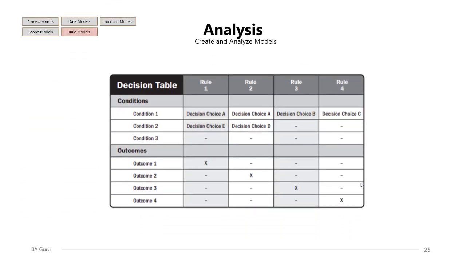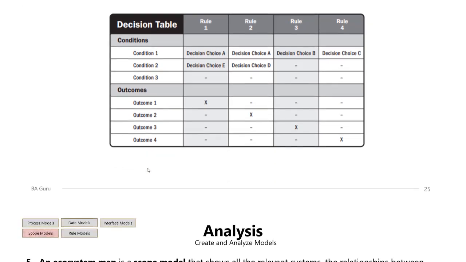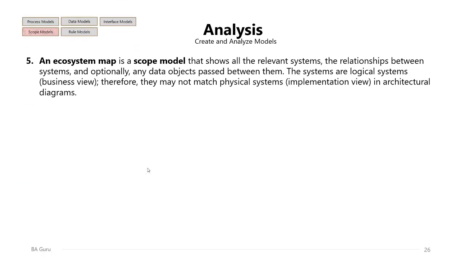And here is an example of the decision table with the conditions that will be under the test case and the expected outcomes with the rules being applied. This is why it's a rule model. So this is the decision tree and the decision table. We have another popular scope model, which is the ecosystem map.